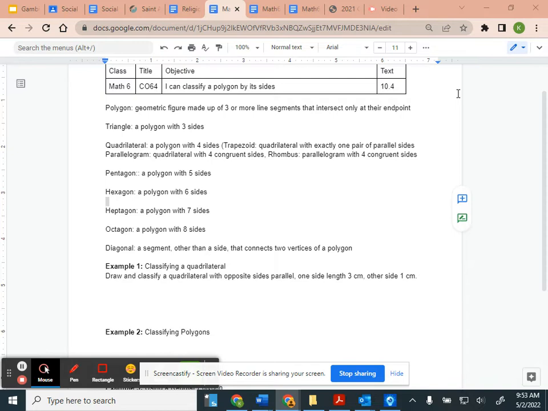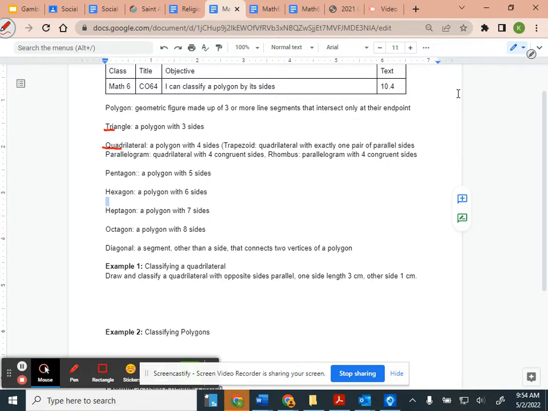A triangle is a polygon with 3 sides. Tri means 3. So the beginning part of our name tells us how many sides there are. A quadrilateral has 4 sides because quad means 4. So a quadrilateral is a polygon with 4 sides. We have different types of quadrilaterals that we know.